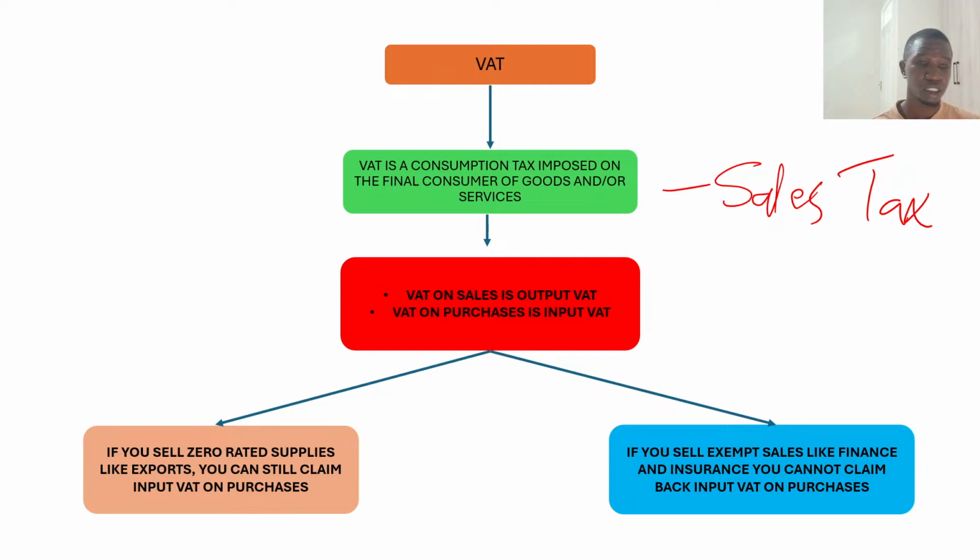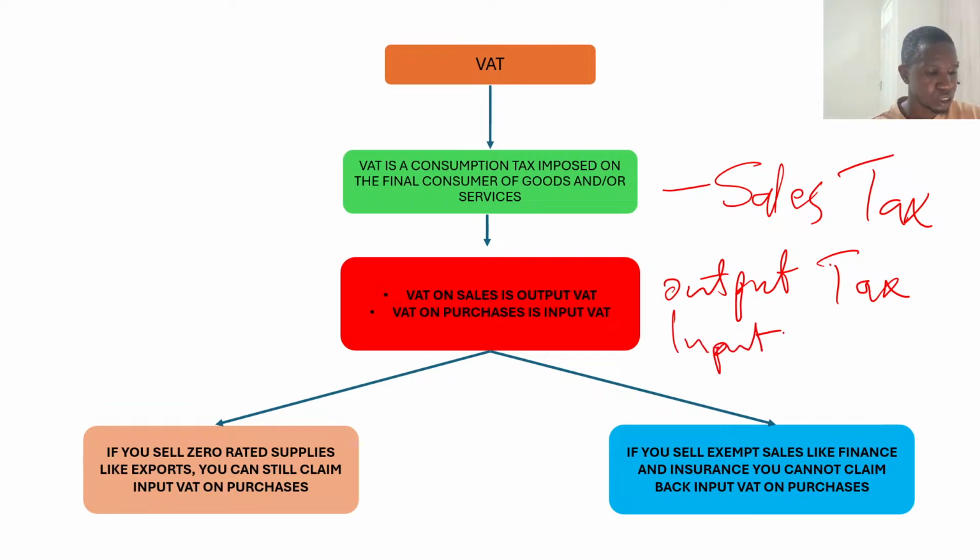So on companies, we have what we call VAT on sales, which is called output VAT or output tax. When you are making sales, the VAT that you are collecting on behalf of the government as a business is called output tax. Then the VAT that you pay on your purchases as a business is called input tax, or input VAT. So whenever you make sales, that is output VAT. What you pay on purchases is input VAT.